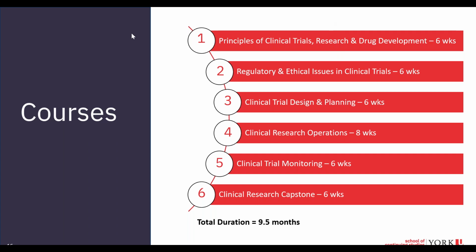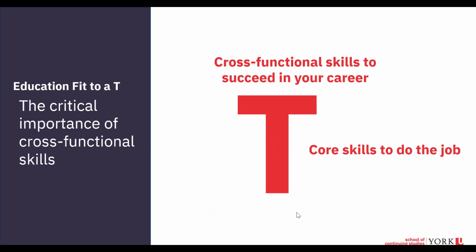Let's take a moment now and go through the courses that make up the certificate. There are 6 courses. Most of the courses, or all of the courses, are 6 weeks in length, with the exception of course 4, Clinical Research Operations, which is 8 weeks. And this is the sequence that you'll be taking the courses in. So starting with principles, moving on to regulatory and ethical issues. Next up is clinical trial design and planning, and then research operations, moving on to monitoring, and then finishing off with the capstone. So it's a very logical and chronological sequence to the courses that you'll be completing.